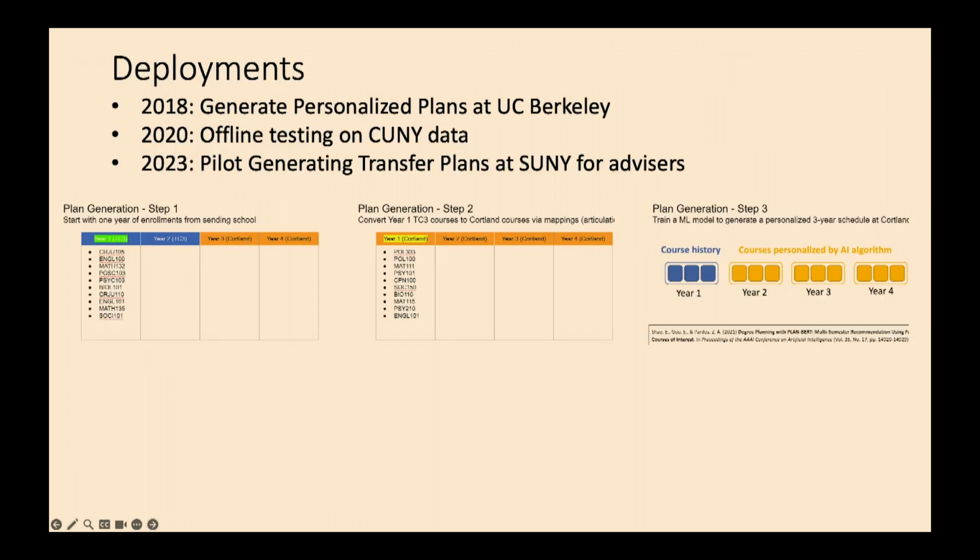So this plan generation first happened at UC Berkeley for just generating plans that don't involve transfer. And then we generated for all the degree programs at the City University of New York offline. And now we're doing a pilot where we're generating plans, first showing them to advisors to approve and add comments to, and then they would go to students after that advisor approval.